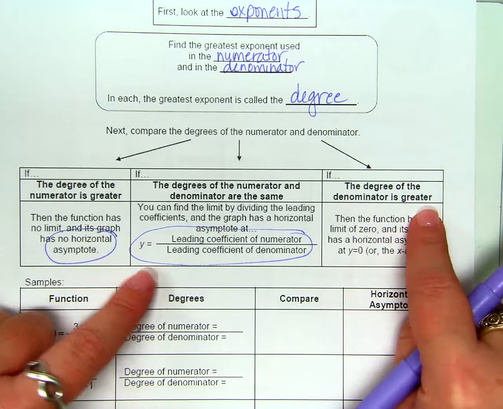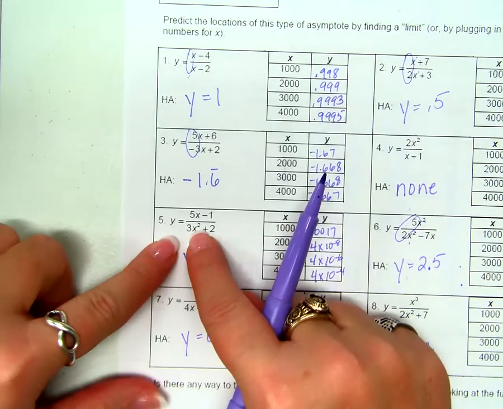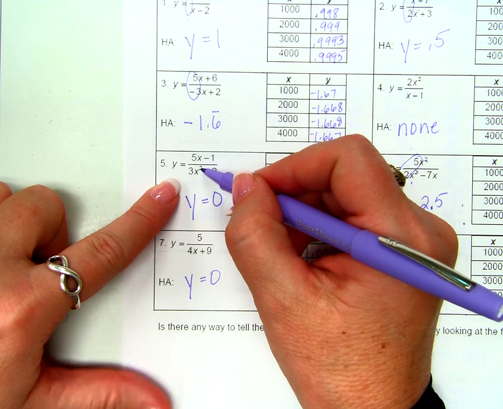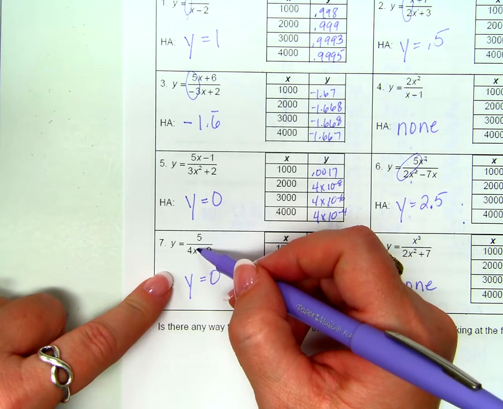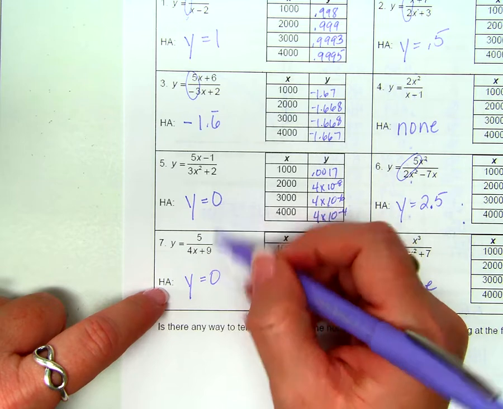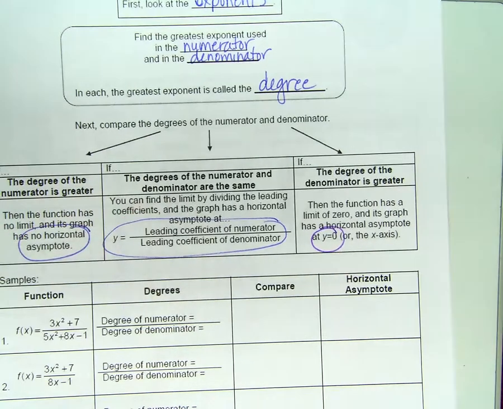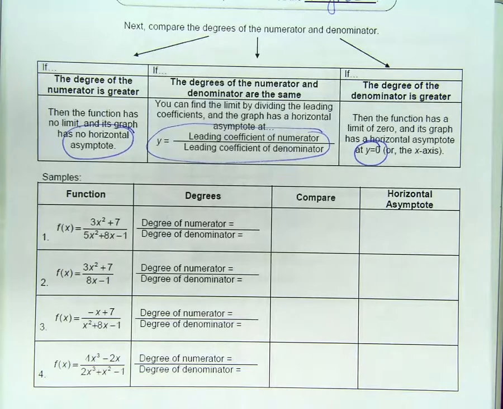If the denominator is greater, like this one right here, like this one right here. See, this has a degree of 1, this has a degree of 2, so the degree of the denominator is greater. This has a degree of 0, and this has a degree of 1, so the degree of the denominator is greater. So y equals 0. Okay? So follow this little flow chart here to help you with these 4 problems at the bottom.